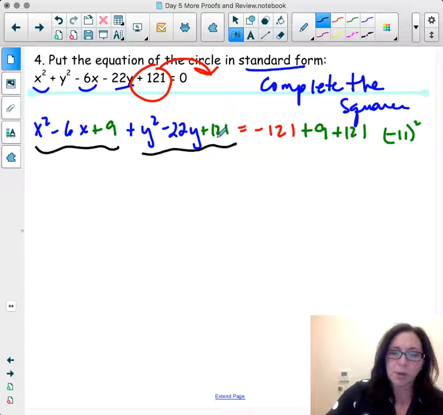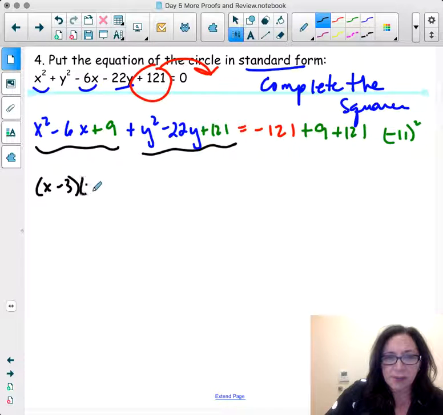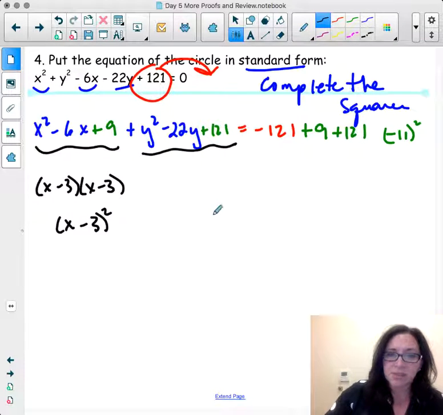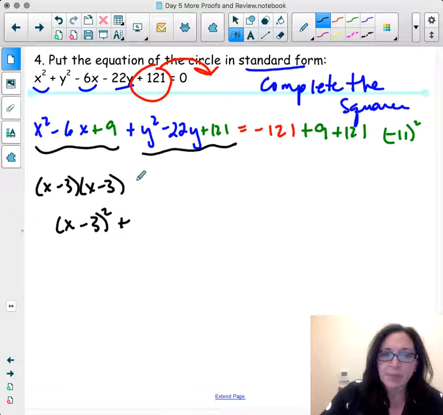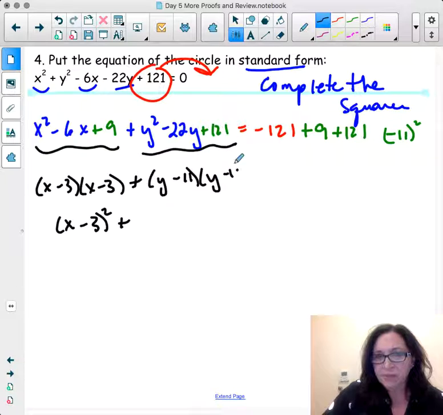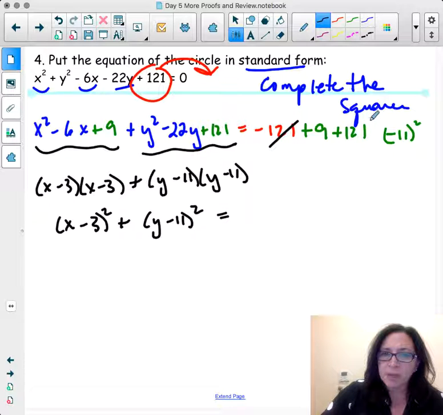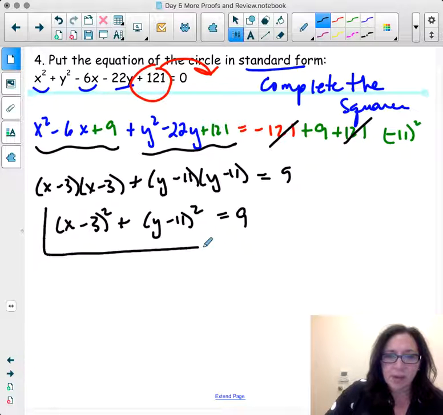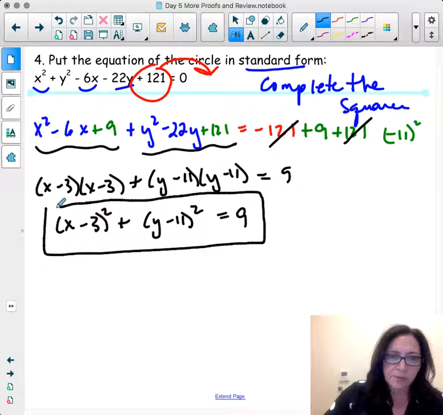We just completed the square. Now we're going to factor. So factoring this, we get x minus 3 times x minus 3, which is rewritten as x minus 3 quantity squared, because there are 2 of those. And then this one is going to factor to be y minus 11 times y minus 11. And that's going to simplify to be y minus 11 quantity squared. The 121s are going to cancel, and I end up getting 9. So this right here is my equation in standard form.